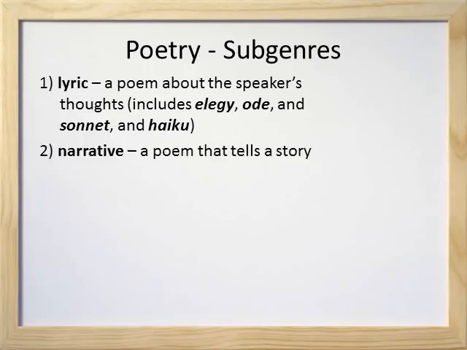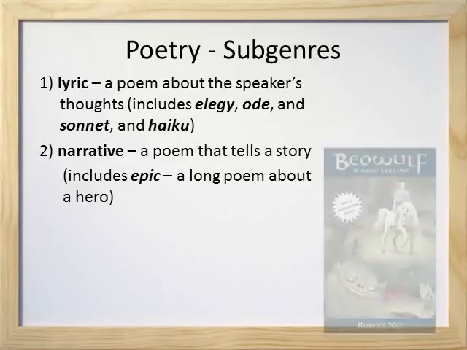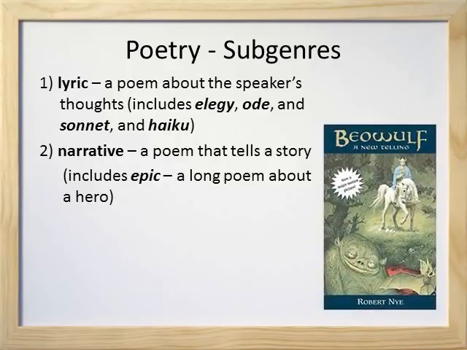Another subgenre of poetry is narrative, or a poem that tells a story. There are a few types of narratives, but one of them is an epic, or a long poem about a hero. One famous example of an epic is Beowulf. Beowulf is an old poem that is about 3,000 lines long. That's a very long poem. It tells the story about a hero named Beowulf. Beowulf was a warrior who saves the king from a monster named Grendel.